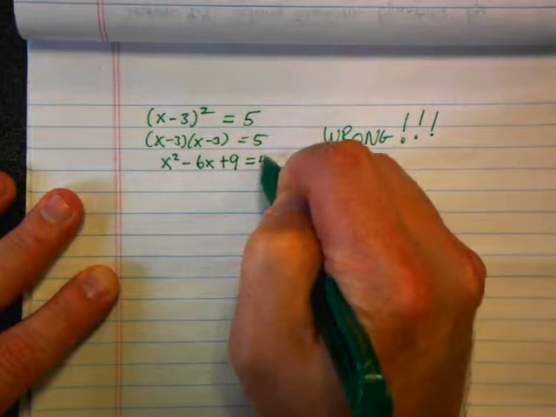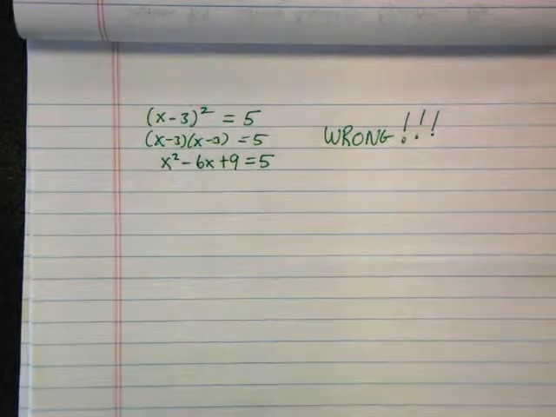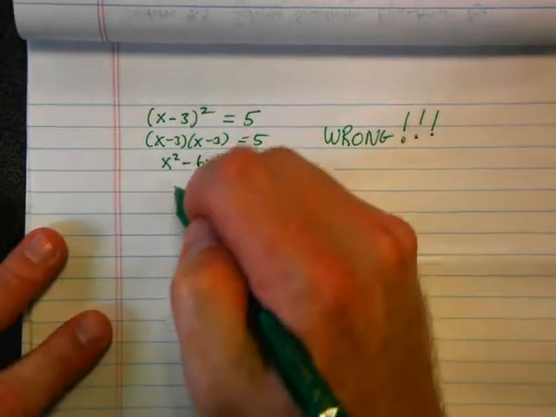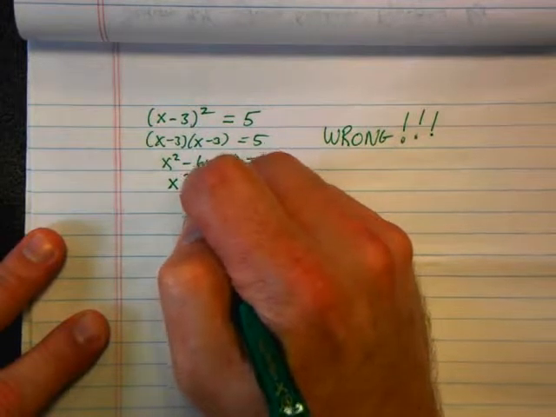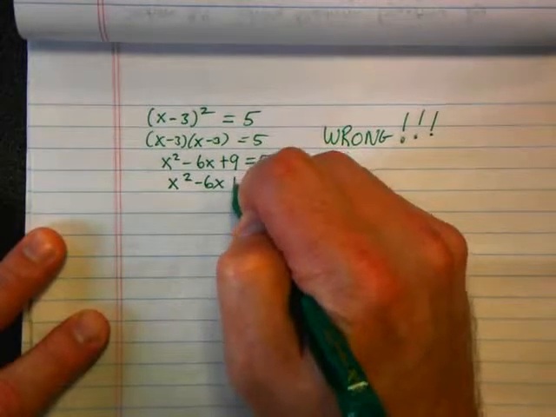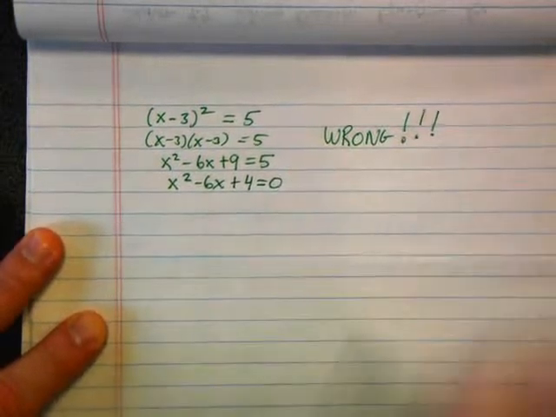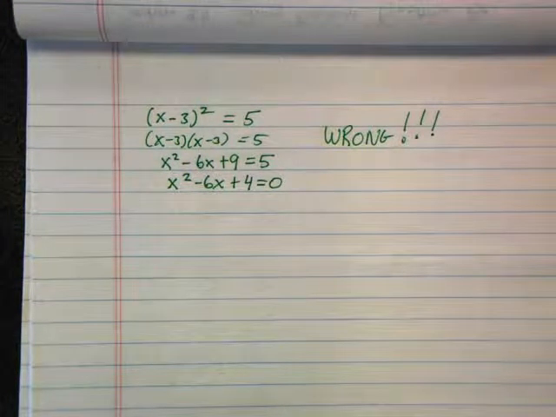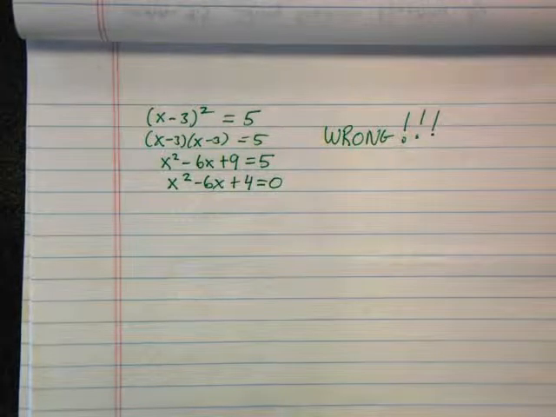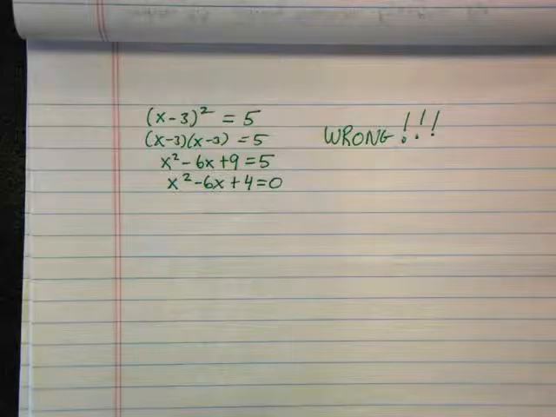And then what do I have to do? Subtract 5 to get 0 on one side. x squared minus 6x plus 4 equals 0. And now I'm in big trouble. Why am I in big trouble? Because that doesn't factor. Okay? The truth is, in most situations, FOIL is a very bad thing. FOIL is a 4-letter word in math. You don't want to FOIL in general.